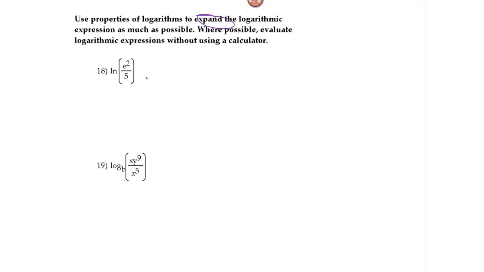Still trying to expand here, so this is another quotient. Even though it's natural log, the same rules apply. So natural log of e squared minus natural log of 5. Well, natural log of e will always just cancel each other out and leave us with our exponent. So this is 2 minus the natural log of 5.